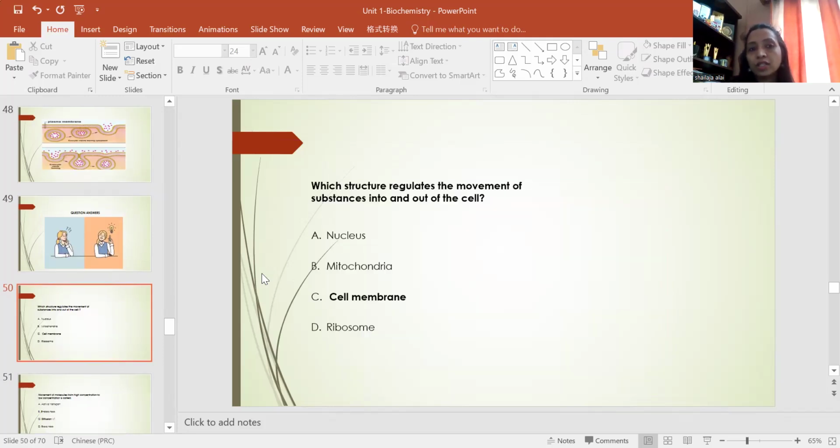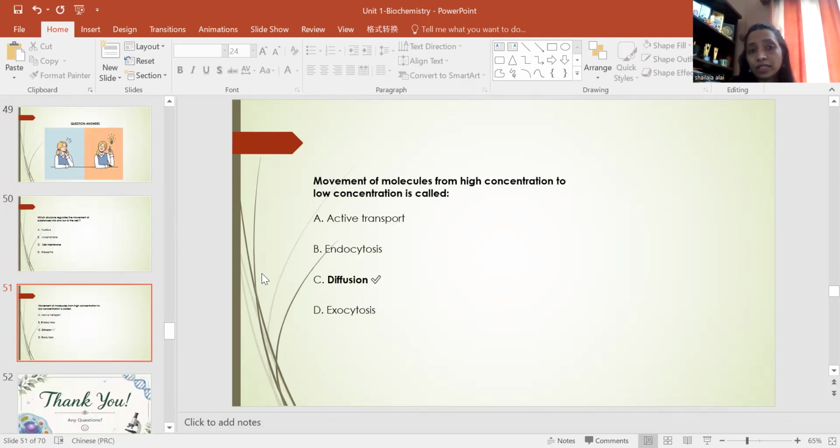So as you can see the question here: which structure regulates the movement of a substance in and out of the cell? Nucleus, mitochondria, cell membrane, or ribosomes. Yes, correct. The cell membrane is the structure that regulates the movement of substances in and out of the cell. And as we have already learned, there are different types of cell transportation mechanisms which happen on the cell membrane itself.